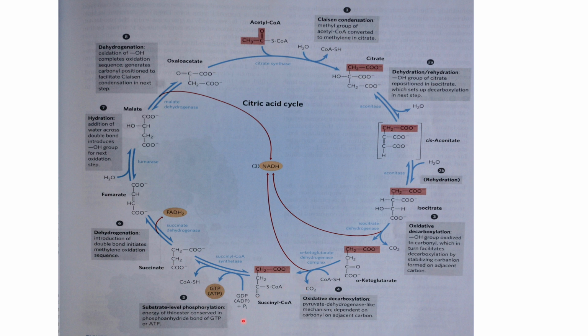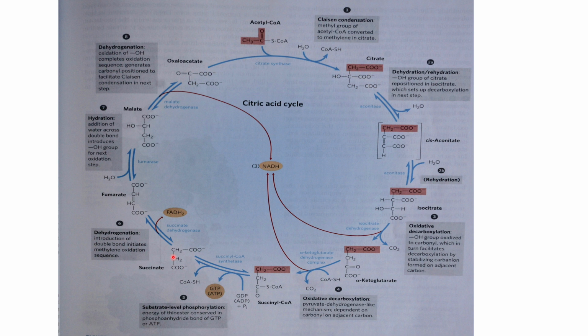The next step takes GDP or ADP. This is a substrate level phosphorylation, where GTP is formed from this, and CoA, the energy dissipated by the loss of CoA, is captured by this step right here. So you get substrate level phosphorylation. The energy of the thioester is conserved in the phosphoanhydride bond at GDP. So this energy is a transfer right here, and you get succinate.